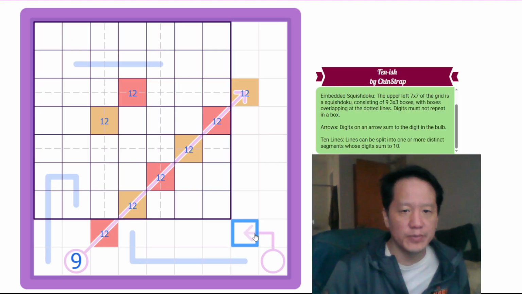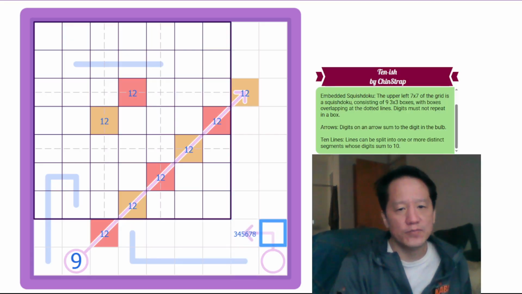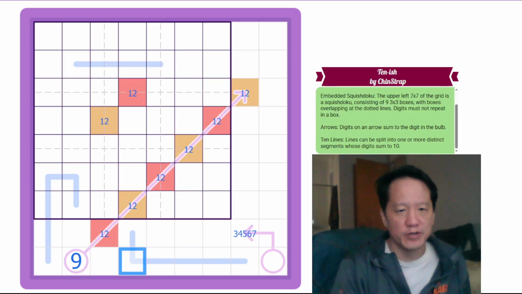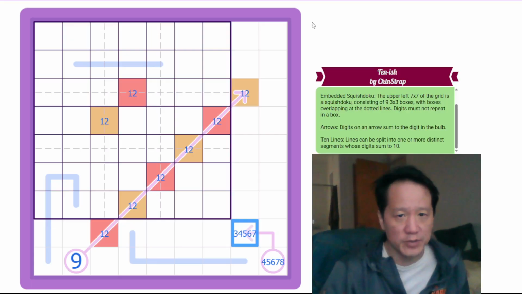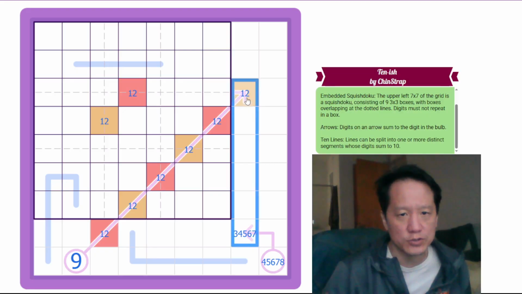So this cannot be 1 or 2. So this must be 3 through 8 here. And it cannot be 8 because this can never add up to 9, because we have a 9 already in the row. So this could be 8 through 4, because this could be 1 and 3 at minimum. Because it cannot be either 1, 2 because it sees both the red 1, 2 and the orange 1, 2.